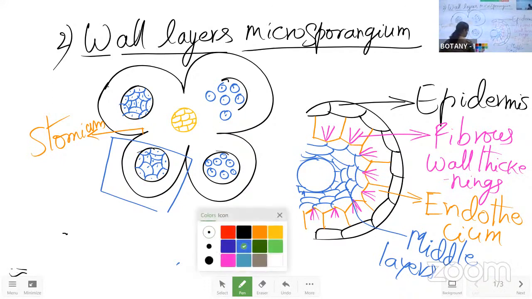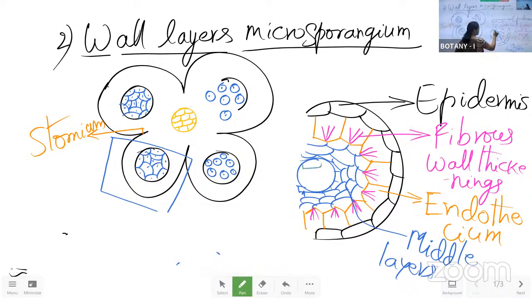Now comes the last wall layer, that is the tapetum. The last wall layer of the microsporangium is the tapetum. And see here, I have not drawn any nucleus in any cells or any wall layer except this. So this is called the tapetum.